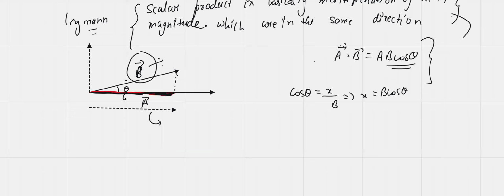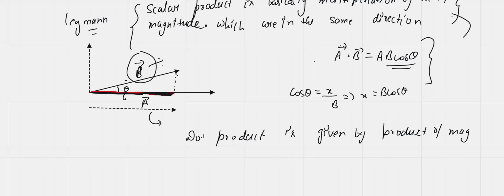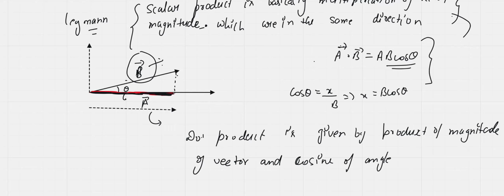In general, as per the book definition, the dot product is given by the product of the magnitudes of the vectors and the cosine of the angle between them. This is the definition given in the books: the cosine of the angle between them.